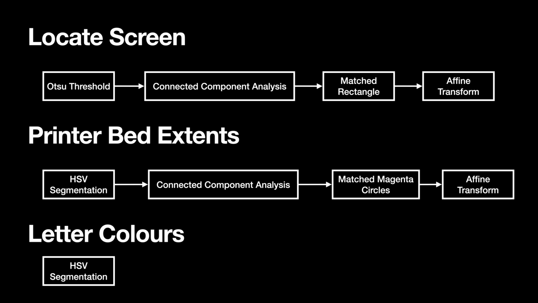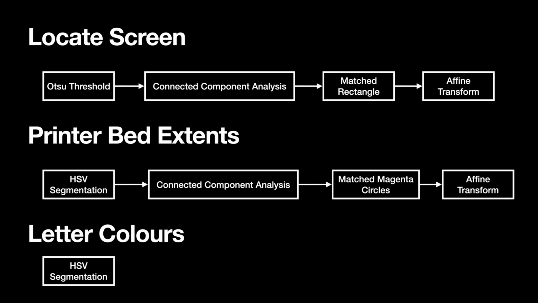For locating the screen, we know that we are going to have something quite bright on a dark background. We also know that we've got a fixed camera and controlled lighting conditions, so we can just use Otsu's thresholding. We know we're looking for a rectangular shape, and we know the aspect ratio and approximate size we're looking for, so we can just run connected component analysis. If that finds a suitable rectangle, we can calculate an affine transform to map that rectangle onto a straightened image.